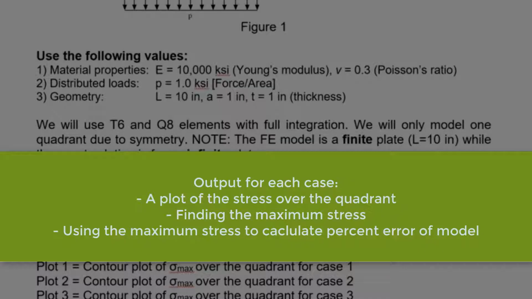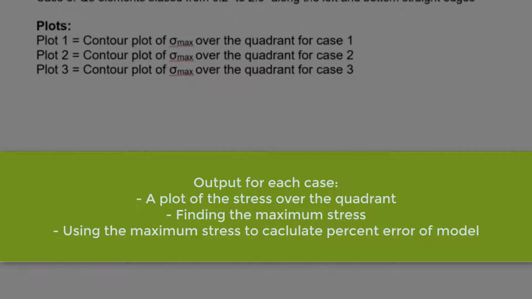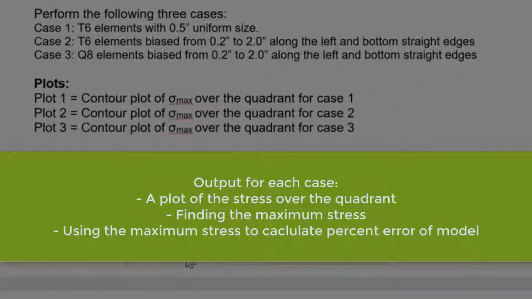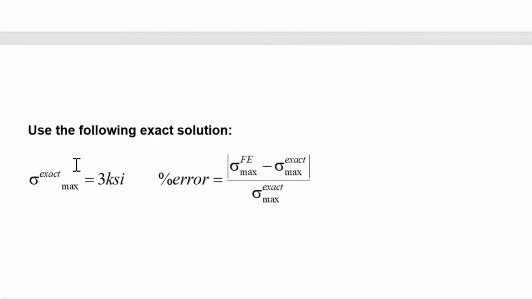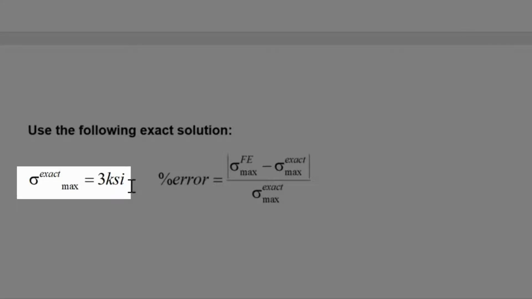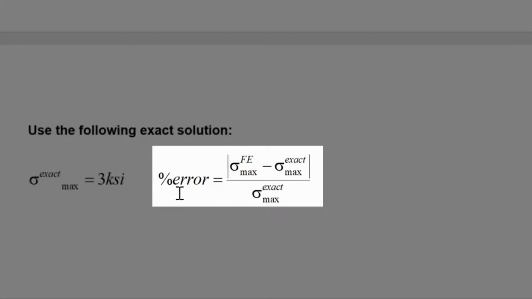The output for each case will be a plot of the stress over the quadrant, finding the maximum stress, then using the maximum stress to calculate the percent error of the model. The theoretical maximum stress of the hole is 3 ksi, which a perfect finite element solution would produce. The accuracy of the model depends on how close the model can come to producing this theoretical result.